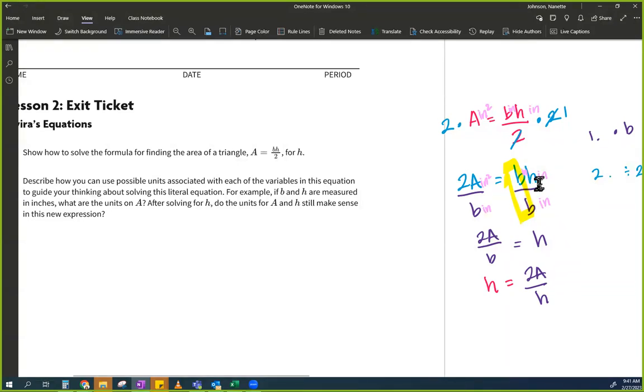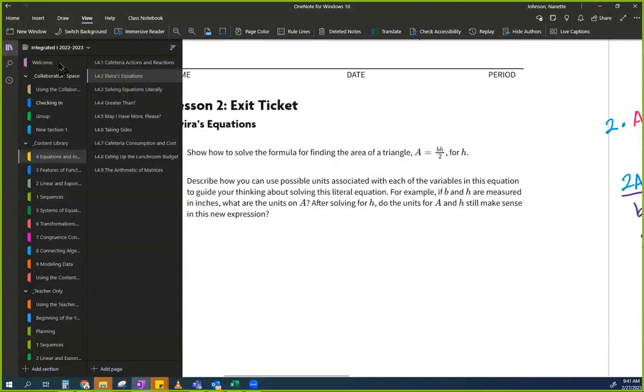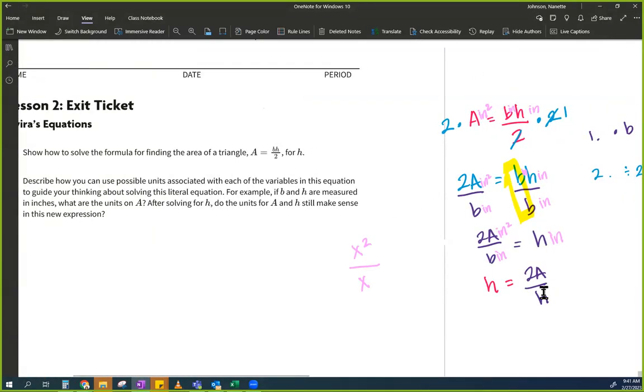So now what's left over here? Inches went away, inches went away. H is just left with inches, right? A is still inches squared. B is inches. Now, what's inches squared divided by inches? So they're asking, what's x squared divided by x? That's what they're really asking. And the answer is just x, right? So the answer down here is inches.